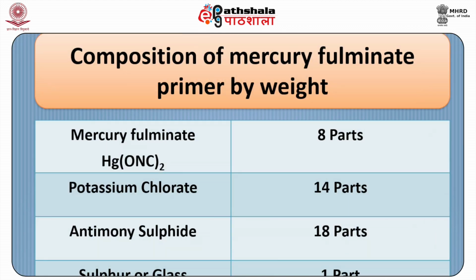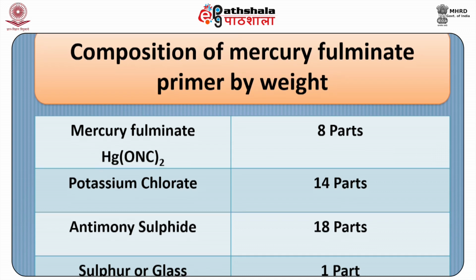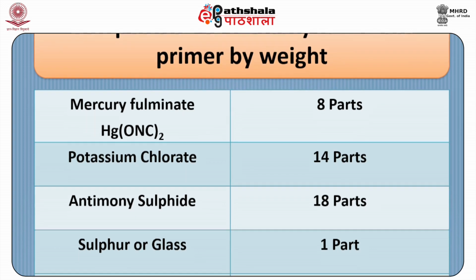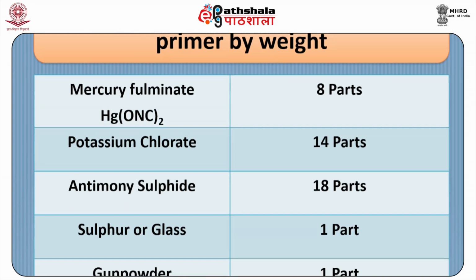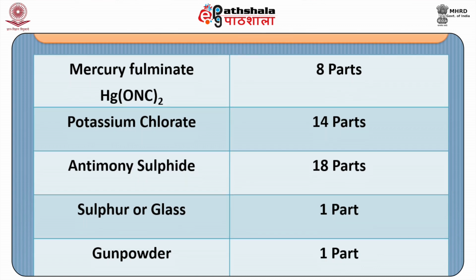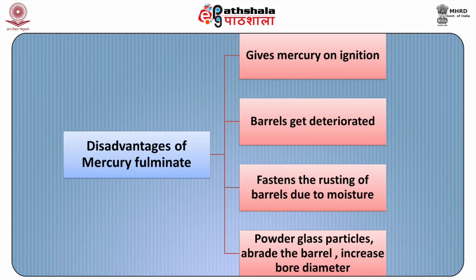The composition of mercury fulminate primer by weight is as follows: mercury fulminate 8 parts, potassium chlorate 14 parts, antimony sulfide 18 parts, sulfur or glass 1 part, and similarly gunpowder 1 part. Mercury fulminate primers suffer from a number of drawbacks.